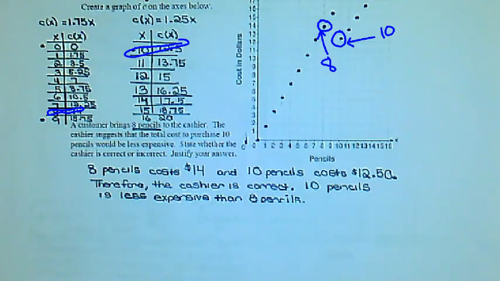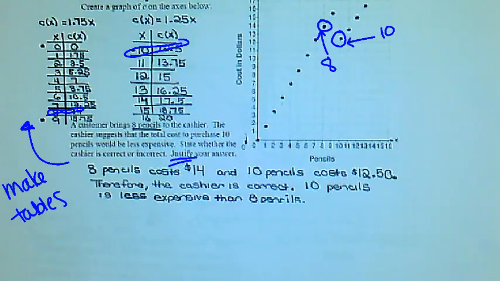So again, nowhere does this say to make a table. But it says to justify. So make tables. Also, you have to include the answer to your question. You have to say the cashier is correct. You have to write that. And then 10 pencils is less expensive than 8 pencils, of course. So just make sure that you get all the points necessary. I really would hate for you to do all of this work right and then not say that the cashier is correct, so we have to take off points.